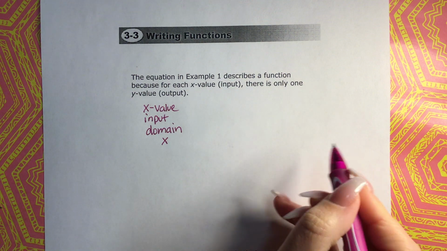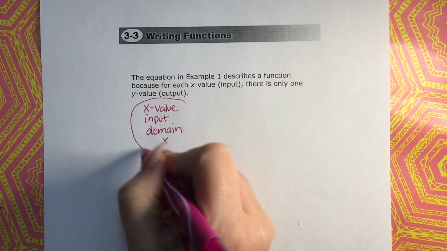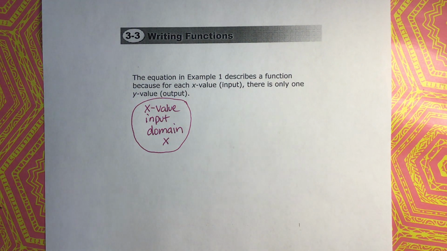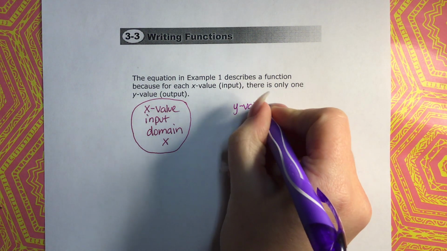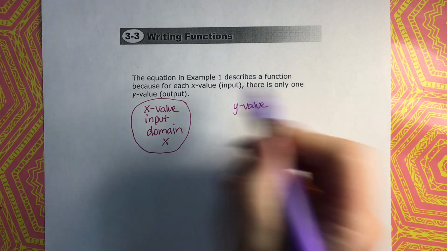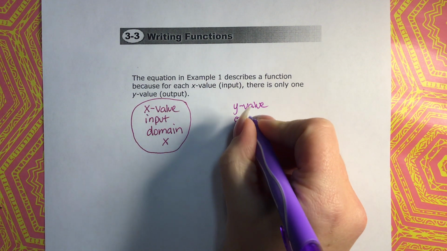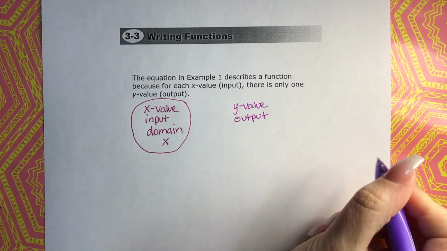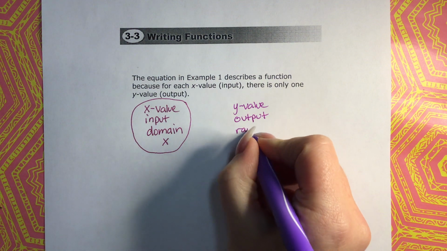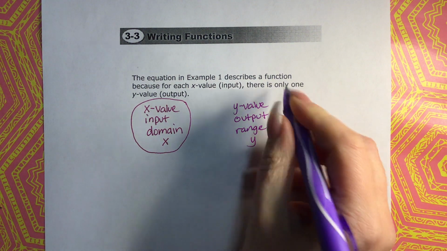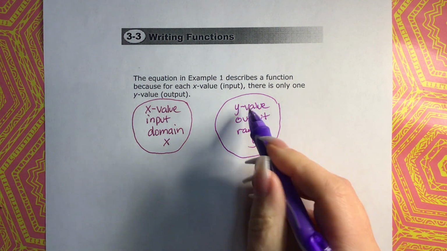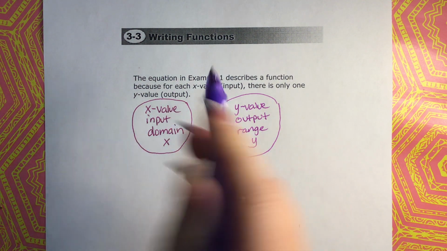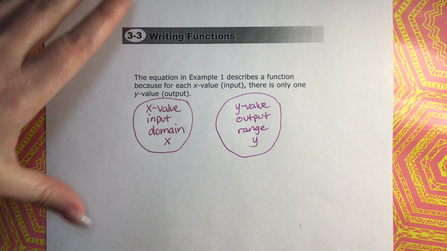Okay, and then what do we have for y? Well, we can state that we have the y value, right? Or the output, or the range, and that's the y. So there's 3 different ways to express all of the same thing. This is all just talking about y. This is all just talking about x.